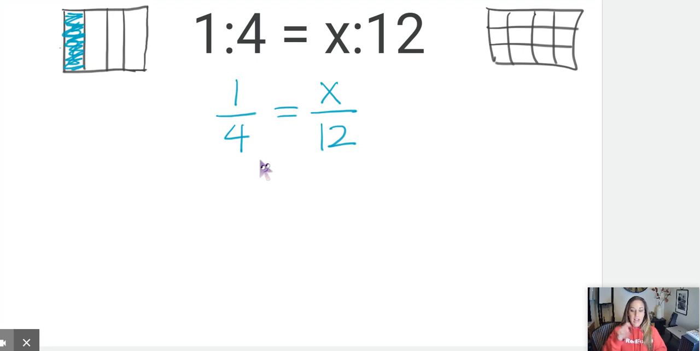Well, if I just ignore those horizontal lines on this second visual, it still is broken up into 4 parts. And if I shade the same amount of space as I shaded on the other visual, you can see that there are 3 shaded out of 12. So x is equal to 3. But if you don't want to draw pictures, you can also say, 4 times what number is going to give us 12? 4 times 3 is equal to 12. So then you need to multiply the numerator by the same number. 1 times 3 will give us 3. So we know that x equals 3.